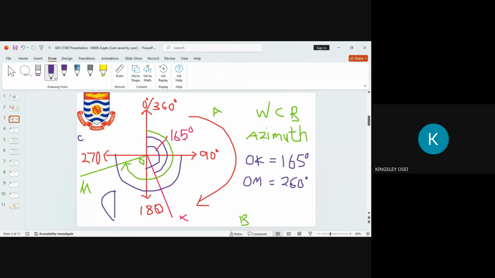In the case of the second one, 260, the rule says that from the north, so here again, we go from the north. And then we turn, by the time we touch on this line, we are at 90 degrees. You touch on this, it's 180. Then you go on, but you don't get to this one because this one is 270. And your figure is 260.